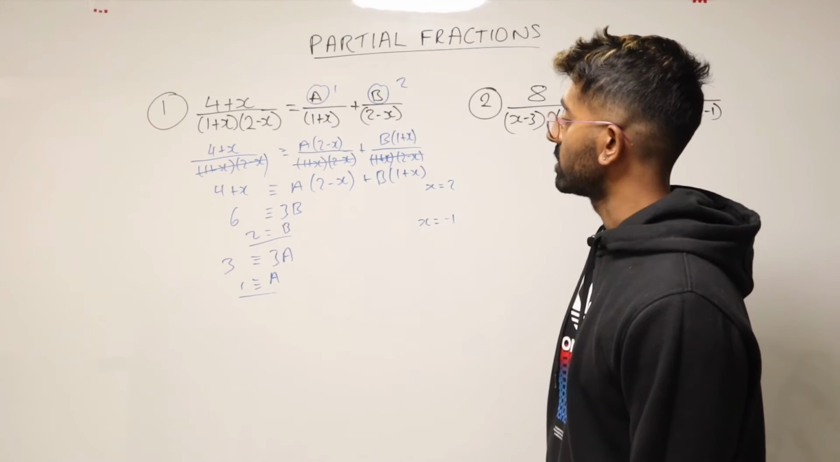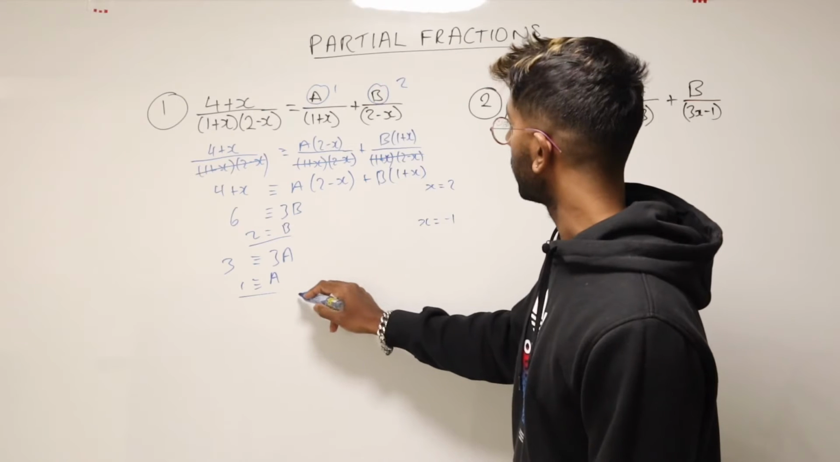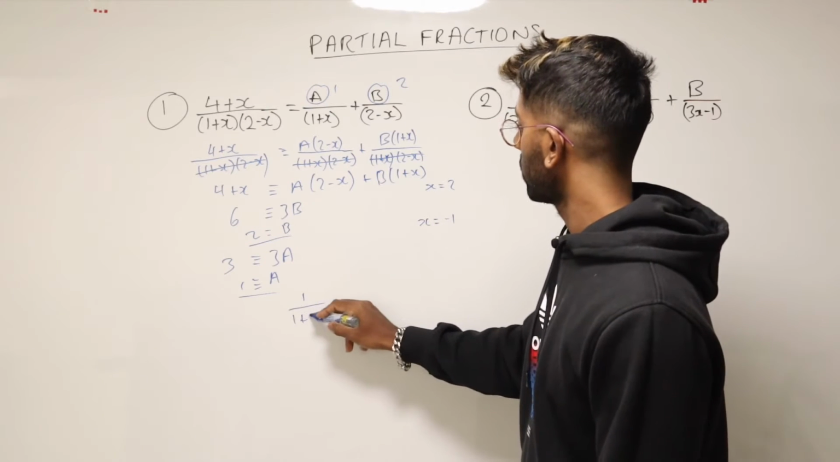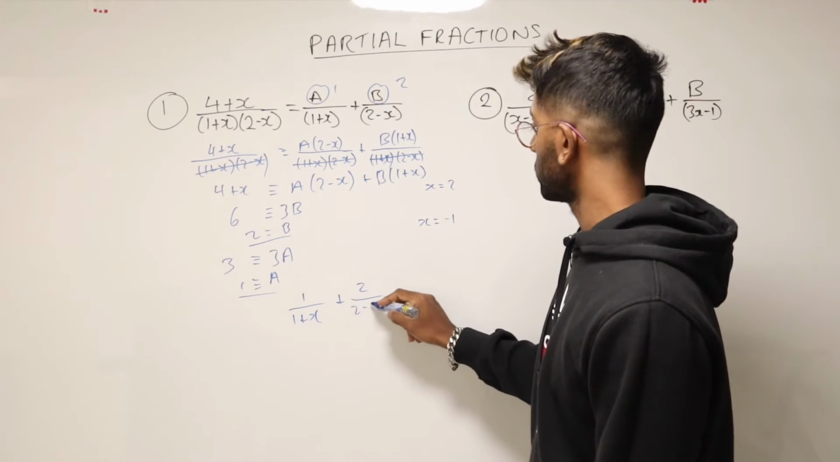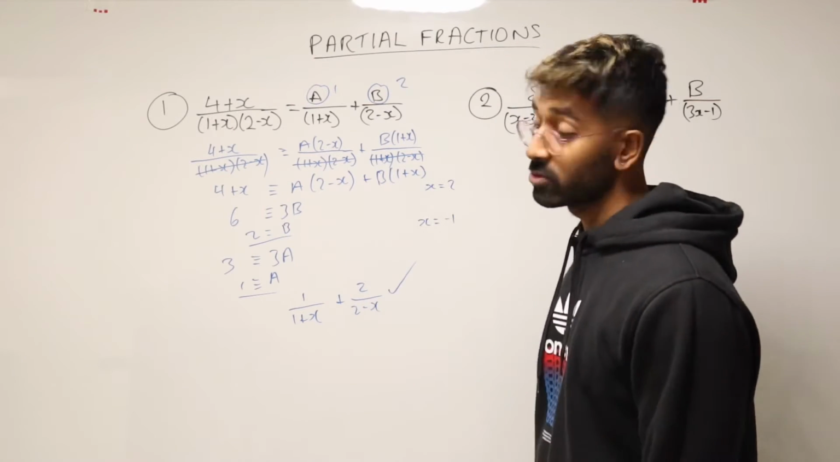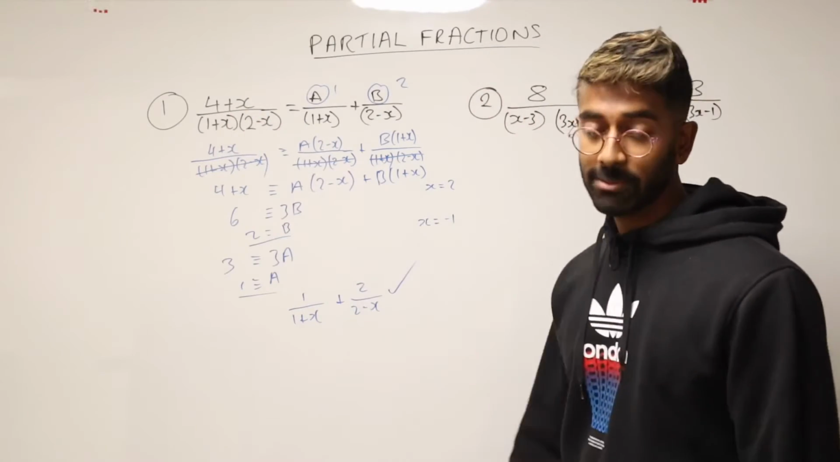And so what I can do is then write this as 1 over 1 plus x, plus 2 over 2 minus x. And those are the two small fractions, or partial fractions, that this big one just came from.